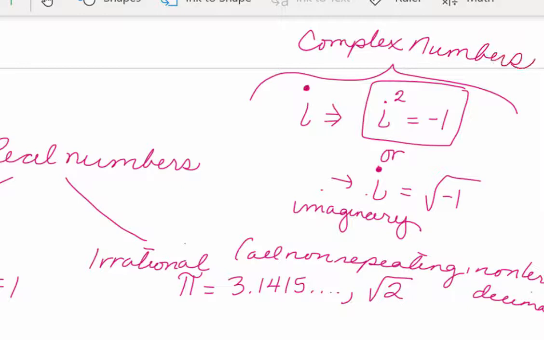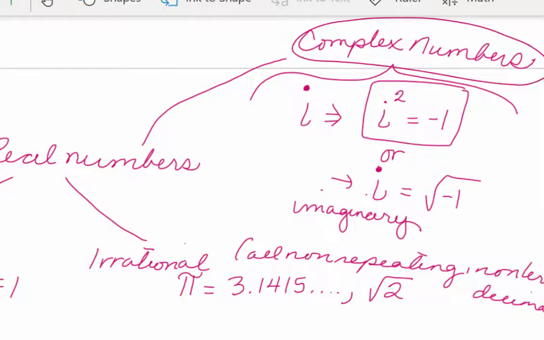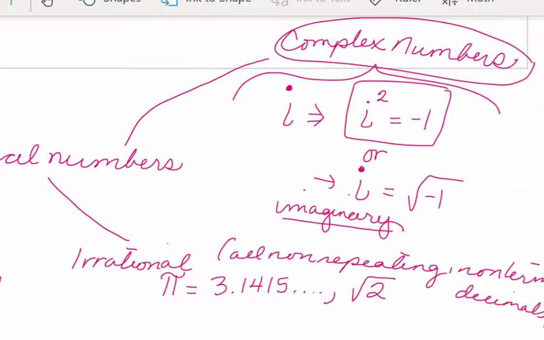Okay? So here's the thing. The real numbers are part of this bigger set. So now we've got a bigger set of numbers than you've ever worked with before. That includes all the numbers you've worked with up till now, but also includes these numbers that will have this imaginary number called i. Okay, so now let's look at how we can work with i a bit.